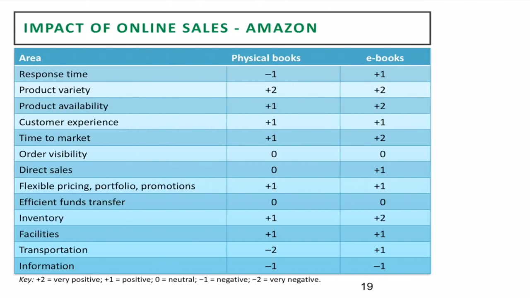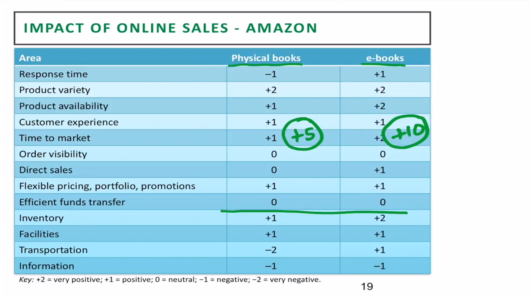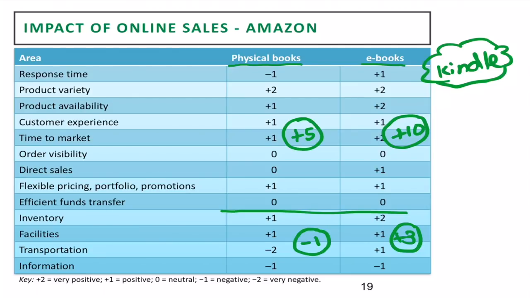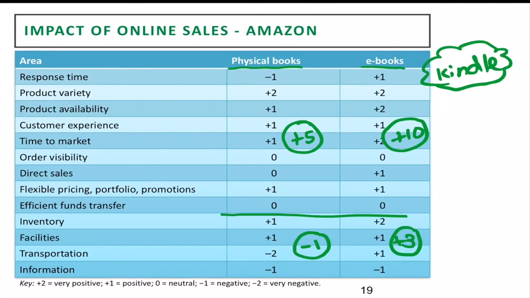So let's look at Amazon and compare physical books versus e-books. If you look at physical books for customer service related factors, the total score comes to +5, whereas for ebooks, it comes to +10. So Amazon is obviously much more effective selling ebooks online. In terms of cost, we have a total of -1 for physical books and +3 for ebooks. Online sales of ebooks is a big plus for Amazon, especially since they came out with Kindle, which has popularized ebooks a lot. So this scorecard clearly shows that selling ebooks online is a much better approach.